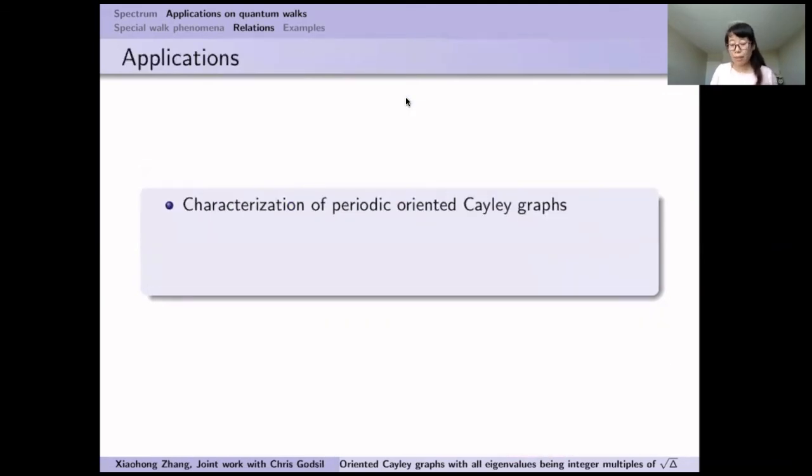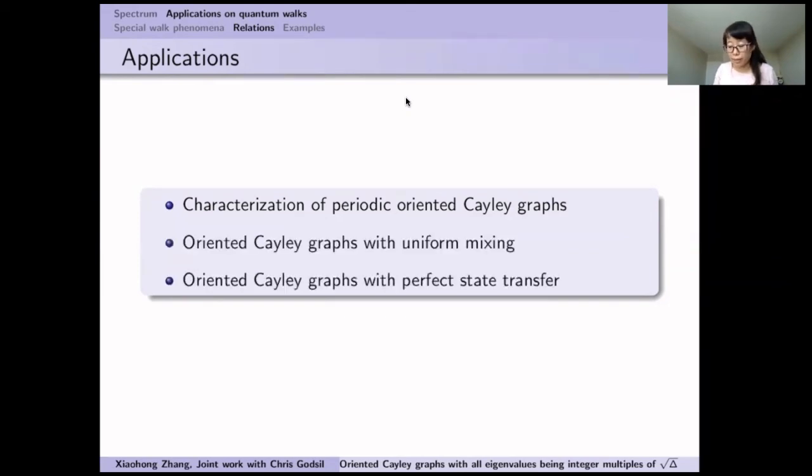So our earlier result, the characterization of oriented Cayley graphs with all eigenvalues being integer multiples of root delta, is in fact also a characterization of oriented Cayley graphs where the quantum walks on them are periodic. Before, we also mentioned that in oriented graphs, for perfect state transfer to occur, the graph must be periodic. Same for local uniform mixing.